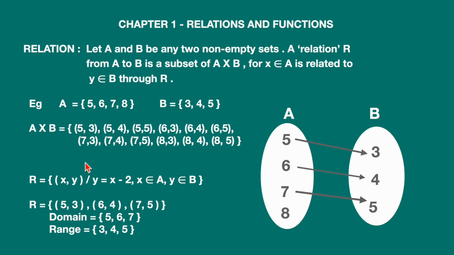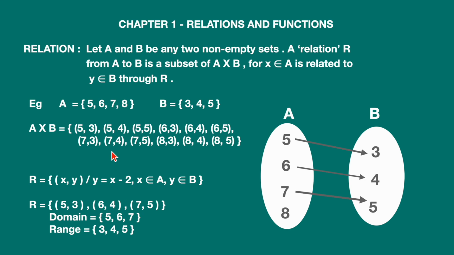Now here the set R, capital R, is also a set of ordered pairs, but only those ordered pairs which satisfy this equation: y is equal to x minus 2. Let us now find the ordered pairs. Here x will belong to A, y will belong to B. So let's take values of x from A. 5 minus 2 is 3. 3 belongs to B, so write it down. Next one is 6. 6 minus 2 is 4. 4 belongs to B. So (6, 4) is another ordered pair which satisfies this relation.